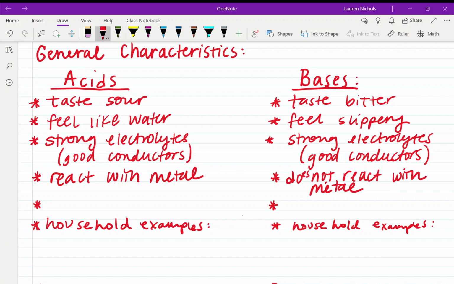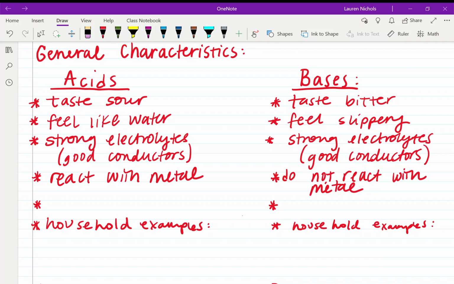My grammar, as I'm talking while writing something different, is not so great. So bases, I had it right the first time. Bases do not react with metal. Pardon my grammar mistake there. We all know that I'm a science teacher, not language arts, for a very good reason, though I try.